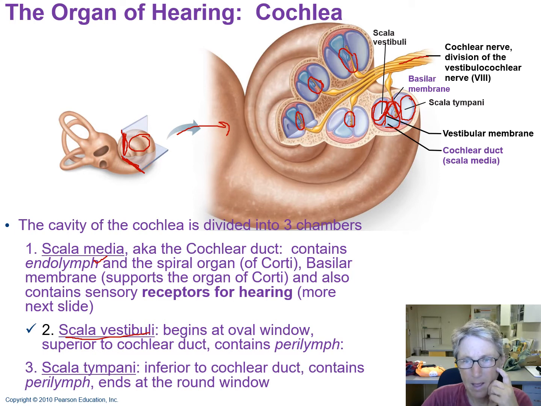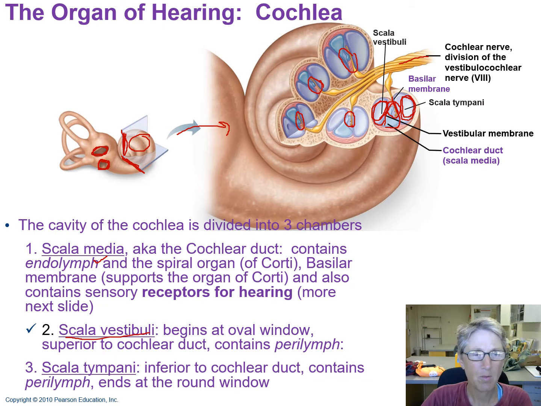And the last chamber within the cochlea is the scala tympani. It's inferior to the cochlear duct, and it also contains perilymph. The scala tympani ends at the round window. It's over here. Okay, in this cartoon, I think this is the round window and this is the oval window.